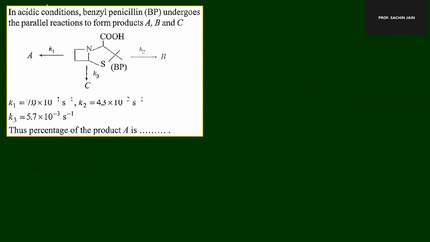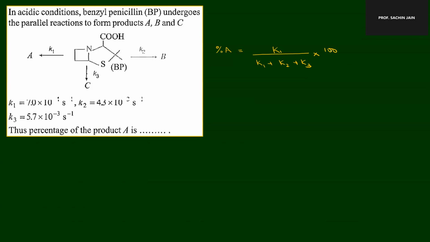Next, in acidic condition, benzyl penicillin BP undergoes a parallel reaction to form products A, B, and C. K1, K2, K3 are respectively given. Percent of A is to be found. What concept? Parallel reaction. Already बता चुका हूँ, K1 by K average, which will be equal to K1 by K1 plus K2 plus K3, into 100.